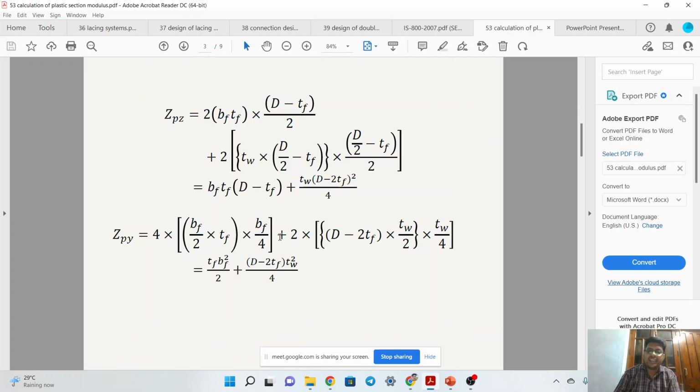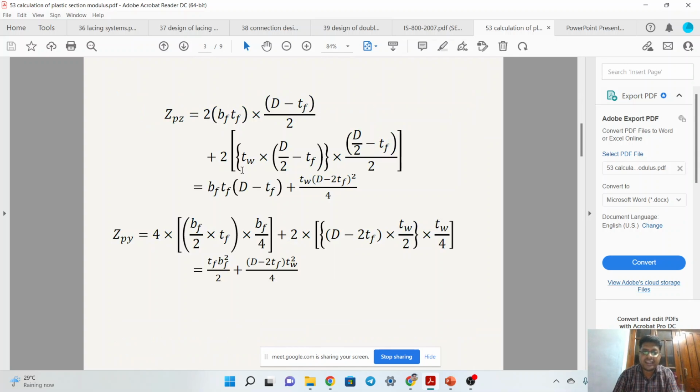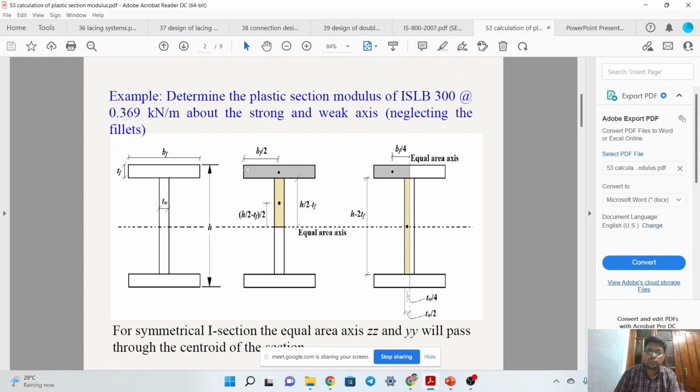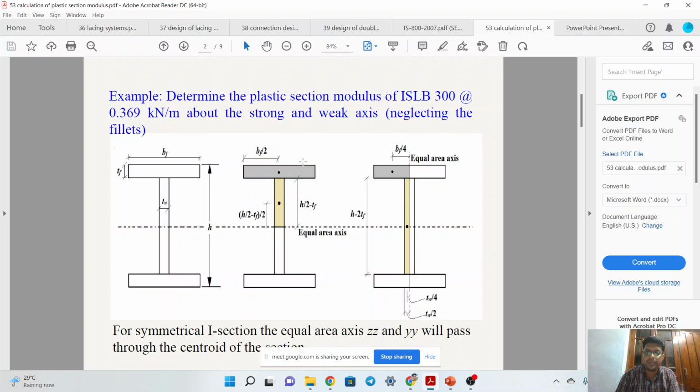Again we have divided this vertical rectangle into equal halves, this rectangle and this rectangle. What has been done here: this is our web portion, and the thickness of web is TW. So TW into this height. What will this height be? This height will be D by 2 minus TF.